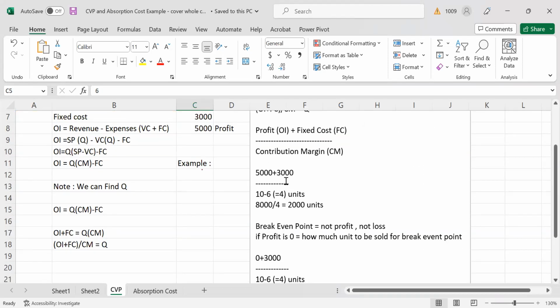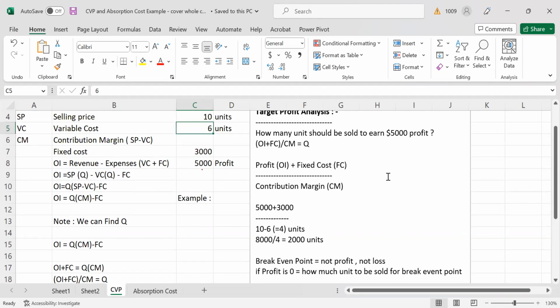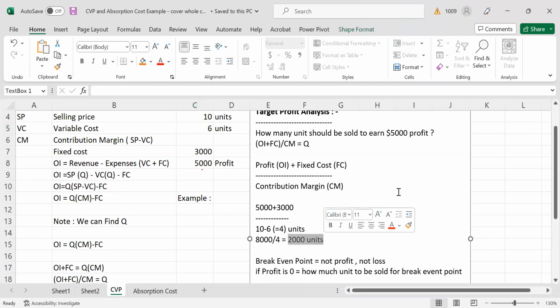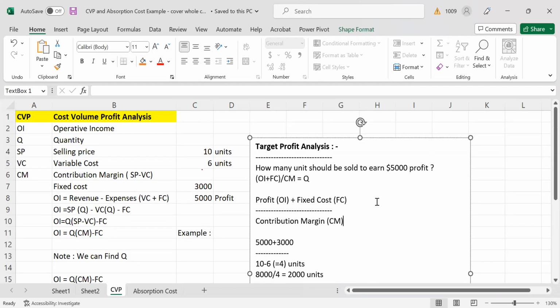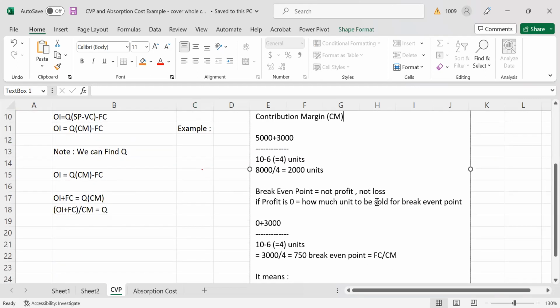So 5,000 plus 3,000 divided by 4 is 2,000 units. It means if we want to earn $5,000 profit, we need to sell 2,000 units in our company. So this is the target profit analysis we have completed.